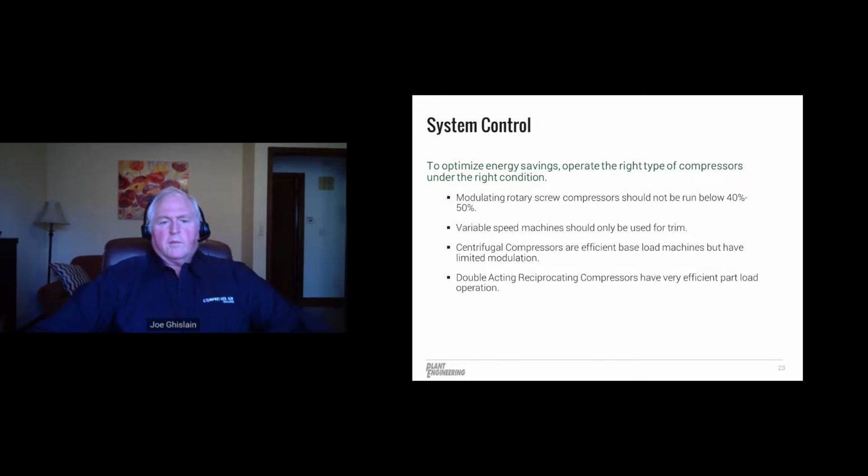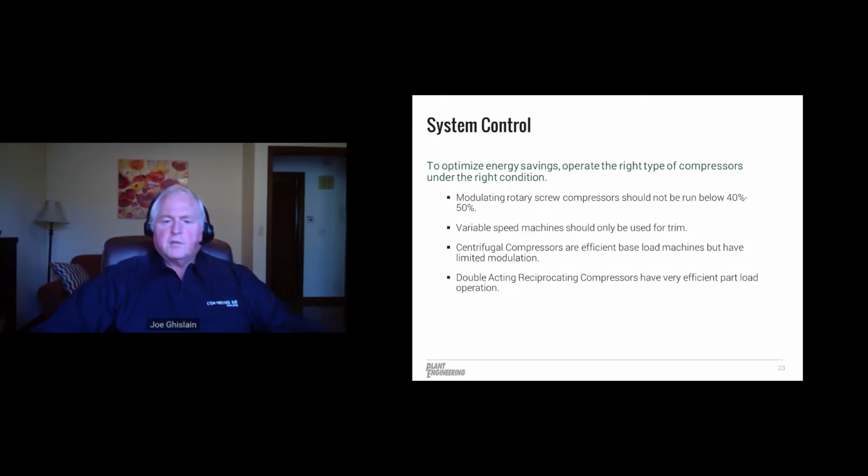So when we look at system control, we want to make sure we use the right type of compressors under the right condition. If you have a modulating control screw compressor, it really shouldn't operate between 40 and 50% of capacity, because it becomes very inefficient. When we talk about partial loads, everybody switches to variable speed drives. That's the big thing. You get rebates. They're great machines, but you have to remember they should only be used for trim. If they run at full capacity, they're not as efficient.